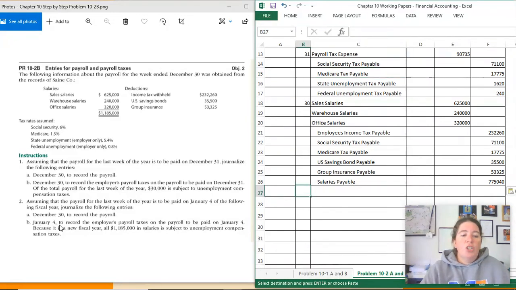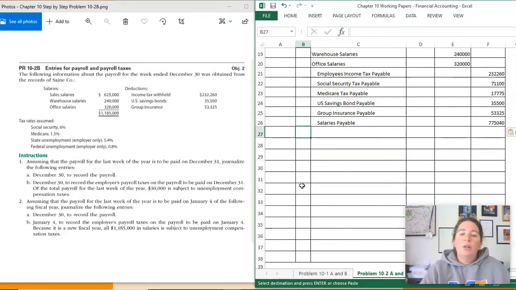Part B of this one says January 4th, they want us to record the employer payroll taxes on the payroll to be paid on January 4th. Okay. However, because it is a new fiscal year, all of the $1,185,000 in salaries is subject to unemployment compensation.